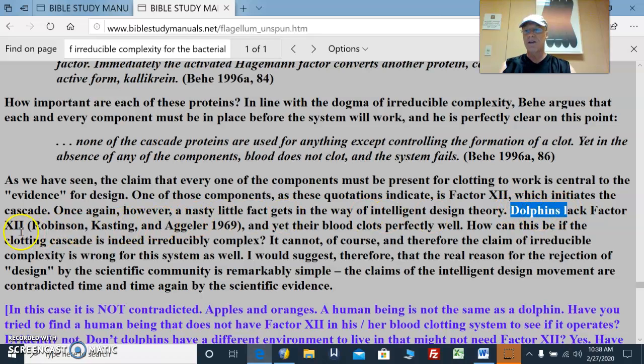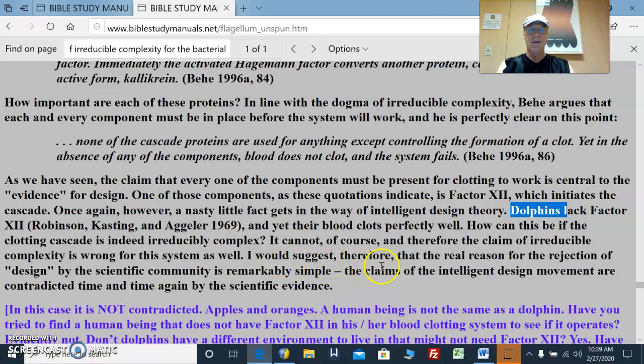Dolphins lack Factor 12. So what? And yet their blood clots work perfectly well. How can this be if the clotting cascade is indeed irreducibly complex in the dog species? Come on, it cannot, of course, and therefore the claim of irreducible complexity is wrong for this system as well. Really?